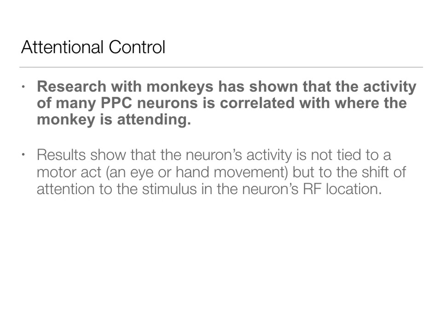So again, the results show that the neuron's activity is not tied to the motor act, the eye movement or the hand movement, but to the attention to that stimulus in that neuron's receptive field. That is what changed the firing rate, the monkey's shift in attention. And again, that's that important piece as to why the PPC is important to attention.